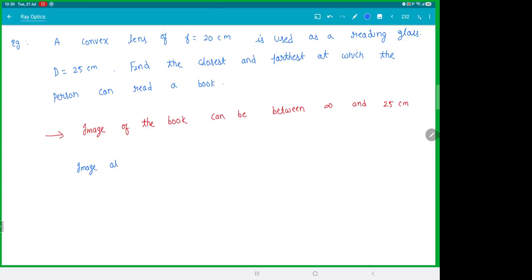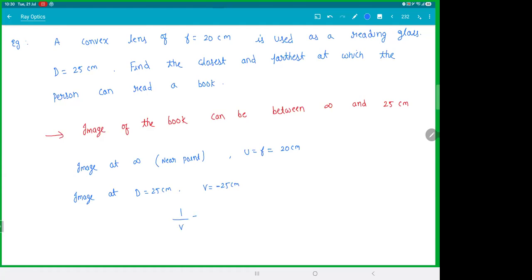So if the image is at infinity, this is the normal adjustment case. That means your object must be at the focal length, u is equal to f, 20 centimeters. So when you keep the book at the focus, the light rays are at infinity, so your eyes will be kind of relaxed. Now the other case: the image is at D, 25 centimeters. That means v is minus 25.